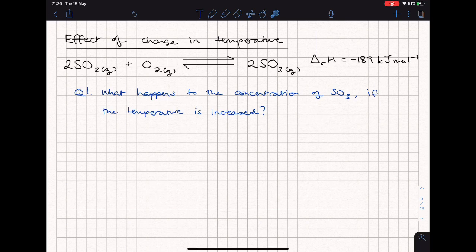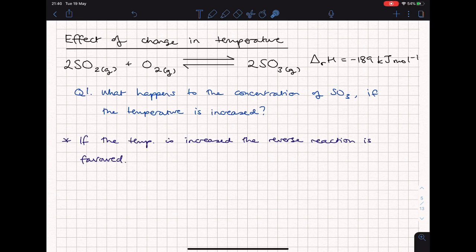Well, we have increased temperature, so this will favour the reverse reaction, which absorbs that added heat to lower the temperature again. So what will happen to the concentration of sulfur trioxide if the reverse reaction is favoured? Well, the concentration of sulfur trioxide will decrease as it's reacted away.